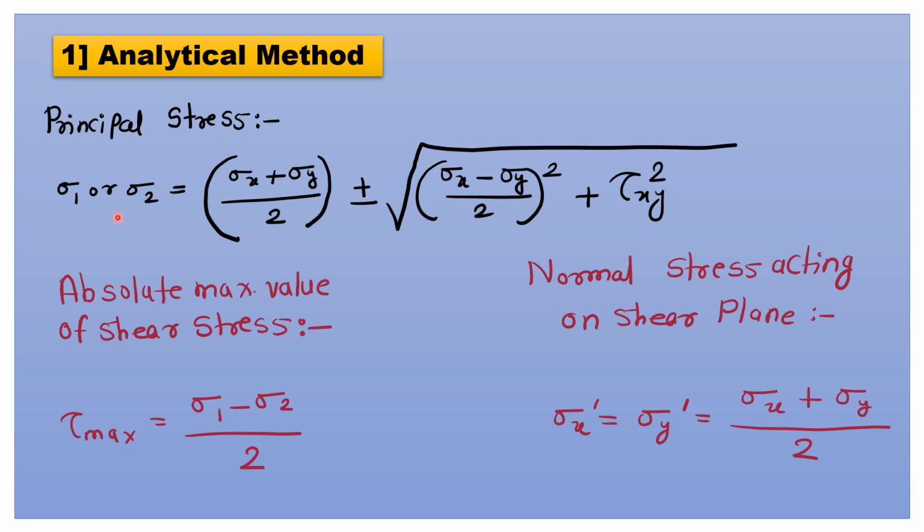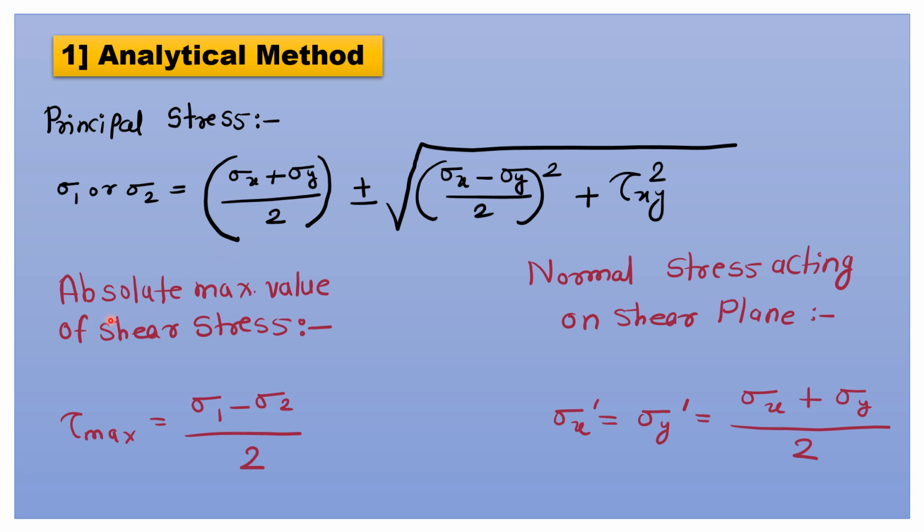In the principal stress, we calculate the principal stress on two axes, x and y. For sigma 1 or sigma 2, the formula is sigma x plus sigma y divided by 2, plus or minus square root of (sigma x minus sigma y by 2) whole square plus tau xy whole square. This is the formula for principal stress. If we take the plus sign, this is the major principal stress, and if we take the minus sign, the formula is for the minor principal stress.